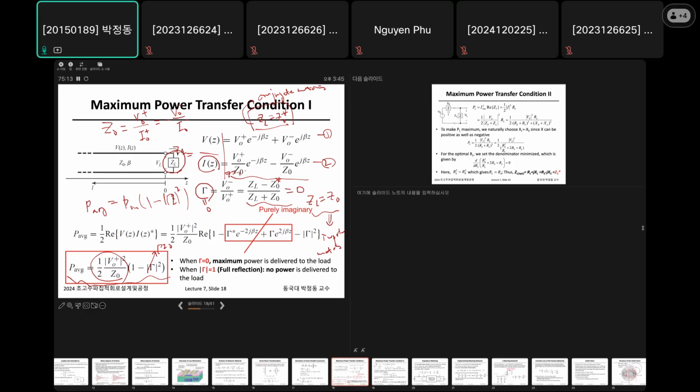Dogan, why do we need to achieve a conjugate matching? To maximize the power delivery. Okay, good.